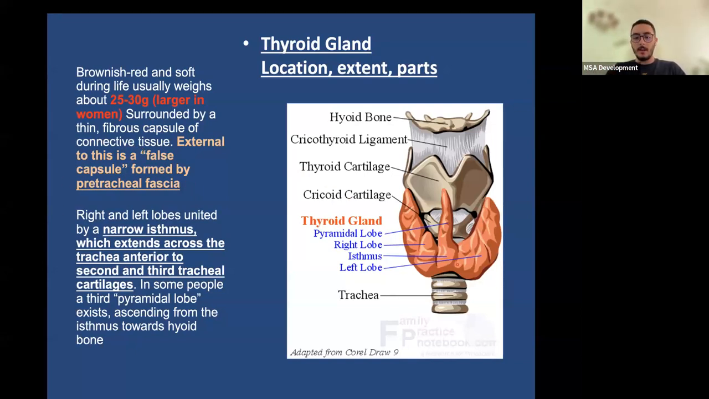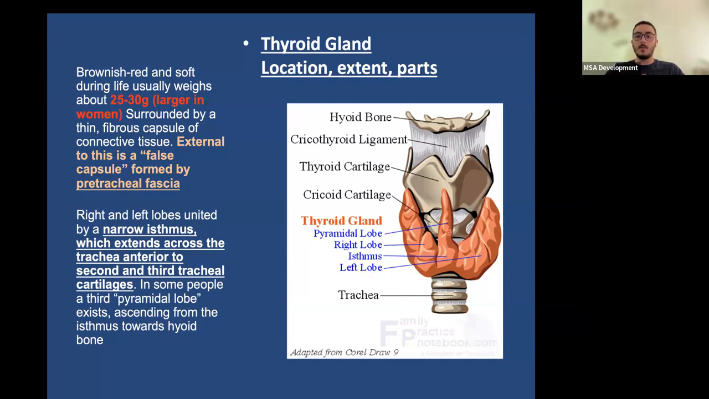Now this fascia is connected directly to the trachea, and this is the reason why when someone swallows, the thyroid gland moves up and down with the swallowing. And why is this important clinically speaking? If there is a swelling in the thyroid gland, how will the doctor tell whether this swelling is from the thyroid gland or from somewhere else? It's by asking the patient to swallow, and if the swelling moves up and down while the patient is swallowing, then this swelling is from the thyroid gland, because as I said, the thyroid gland moves up and down with the swallowing because of its fascia being connected to the trachea.